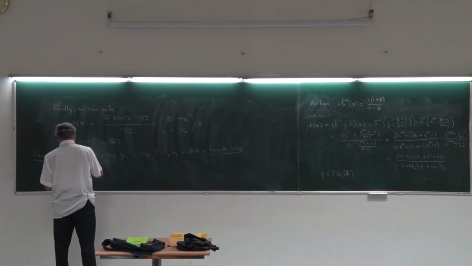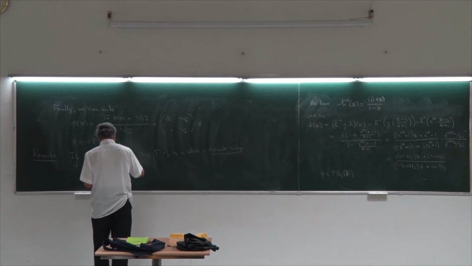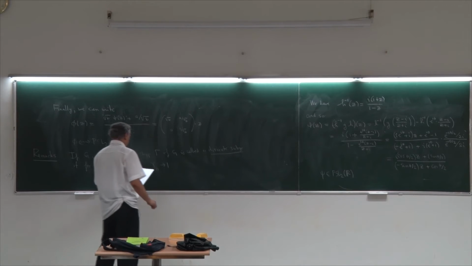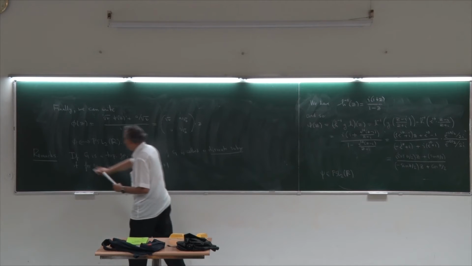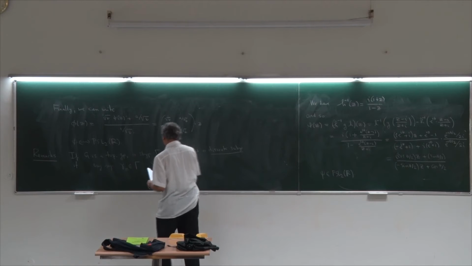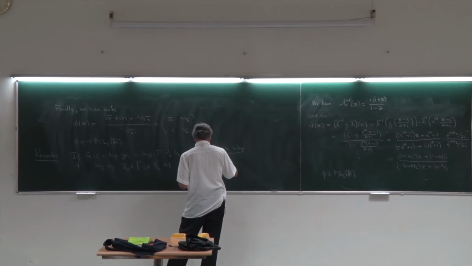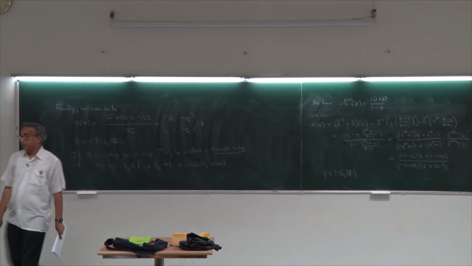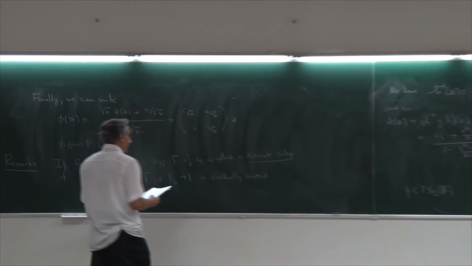if for any sequence gamma n inside gamma with gamma n tending to 1 in the topology, of course, the sequence is eventually constant. In other words, there's a neighborhood of the identity which contains only finitely many elements. So this is the definition of a discrete subgroup.